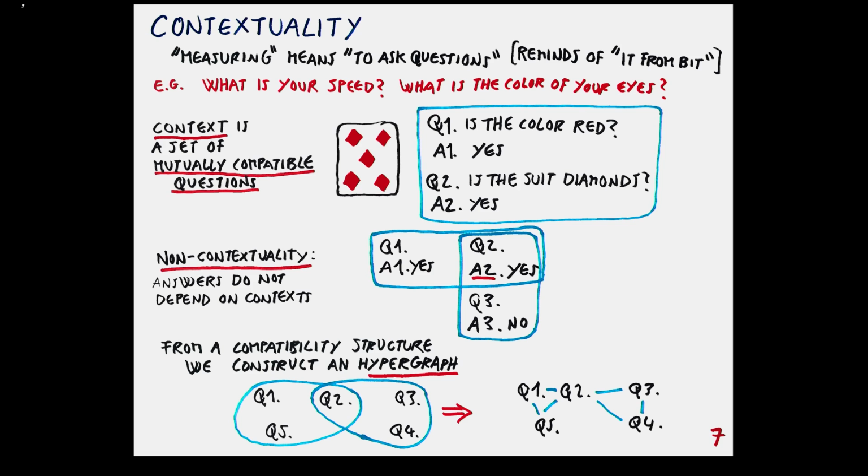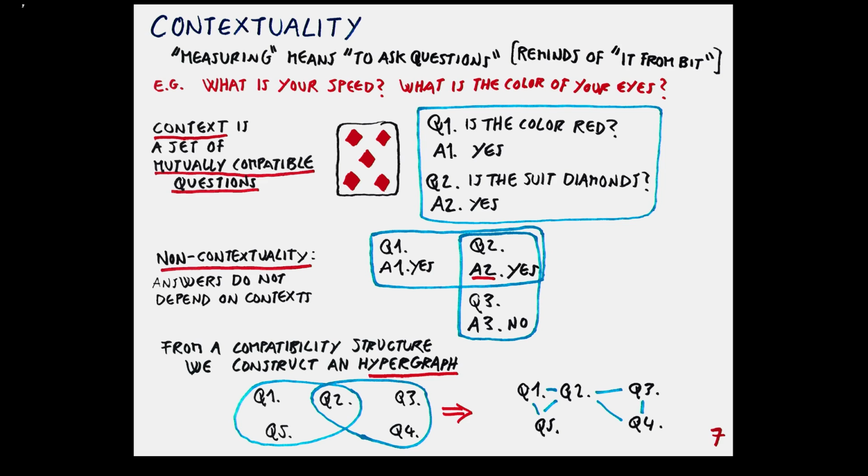So now, non-contextuality, what does it mean? That answers should not depend on context, right? So let us look at these blue boxes here. Q1 and Q2, two questions, a context, and Q2 and Q3, two questions, another context. So non-contextuality simply means that the answer to Q1 is yes, the answer to Q2 is yes when I ask Q1 and Q2 together, and the answer to Q2 is yes, the answer to Q3 is no, when I ask Q2 and Q3 together. So the answer of Q2 is the same, independently of whether I ask it together with Q1 or Q3. Yeah, and so this means that I have non-contextuality here.